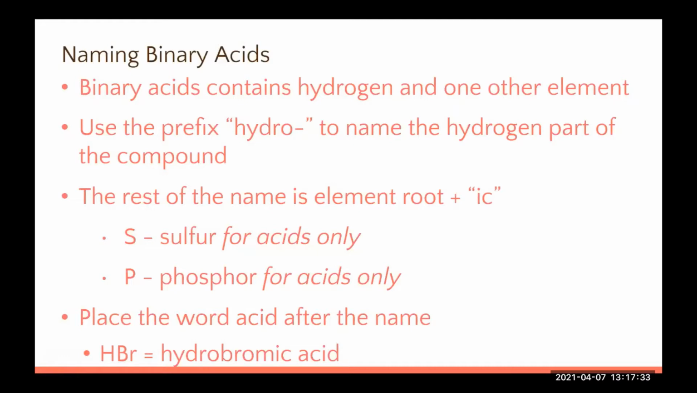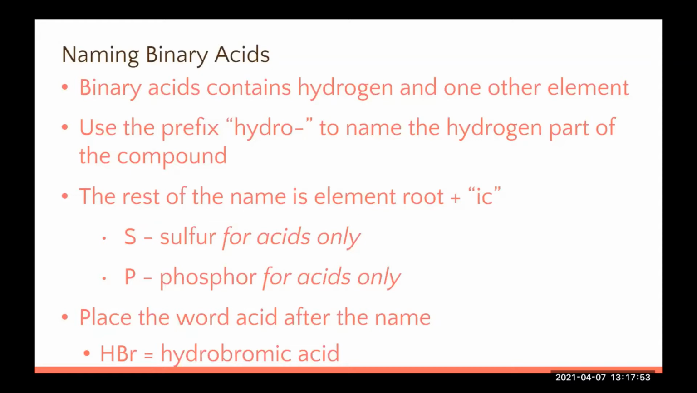And there's two different roots, though. All the other roots we've used are the same, but there are two roots that are different. S is no longer sulf, it is sulfur for acids, and P is no longer phosp, it's phosphor for acids.